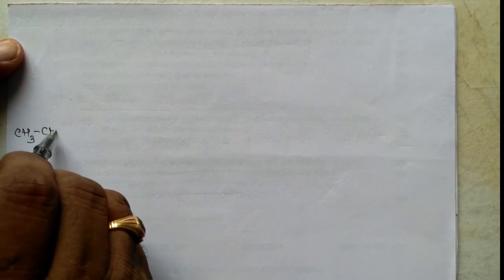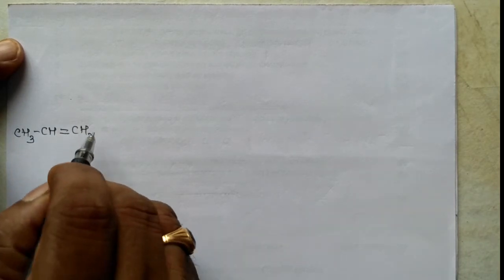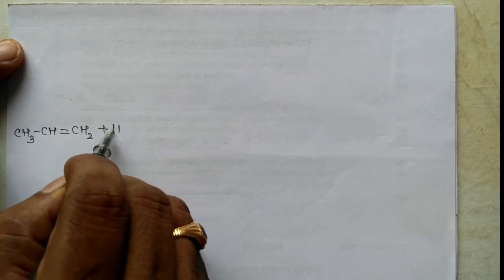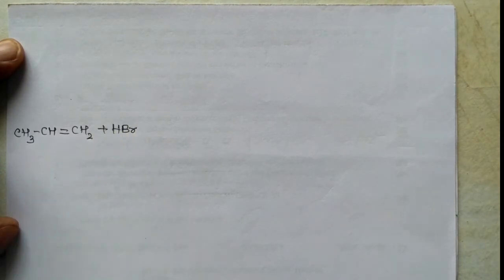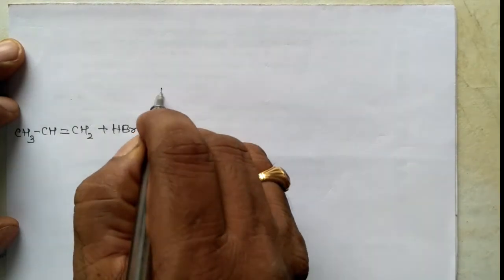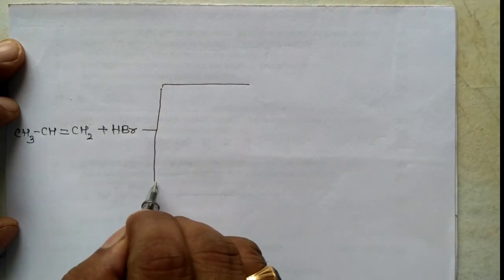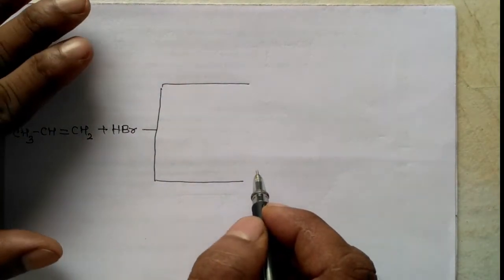CH3 CH double bond CH2 plus HBr. Here anti-Markovnikov addition or Kharash effect or peroxide effect is only for addition of HBr, only for addition of HBr. Now let us see Markovnikov addition and anti-Markovnikov addition.